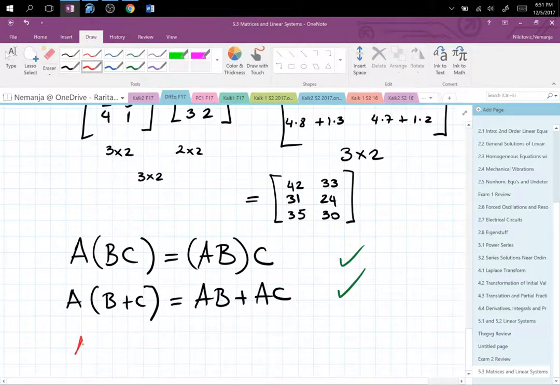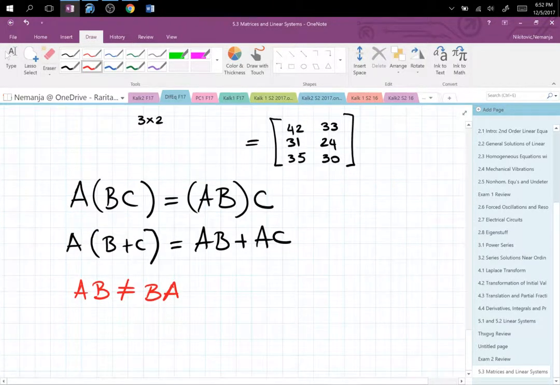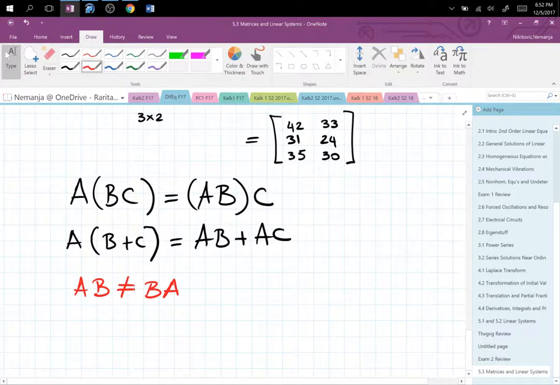Here, in general, AB is not the same as BA. So be careful. There are exceptions to the rule. But if you can find just one case when it doesn't work, then in mathematics it just is not accepted.